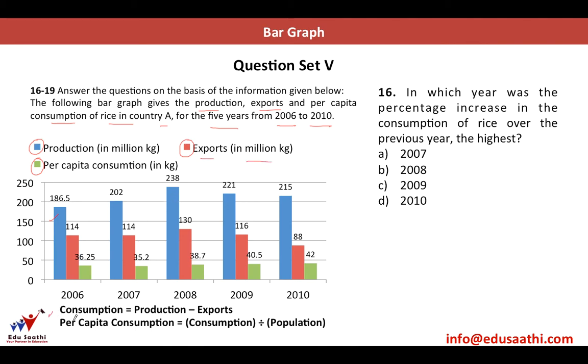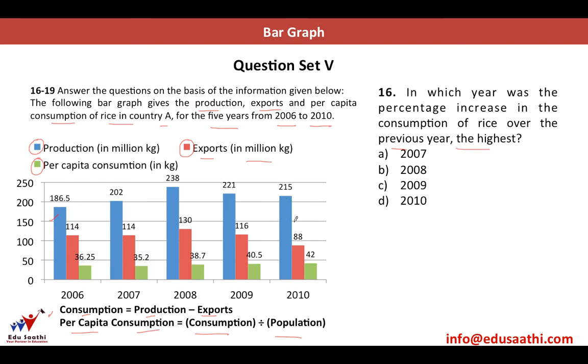Let's look at what information is provided to us below the graph. Consumption is equal to production minus exports, and per capita consumption is defined as consumption divided by the population. So pretty simple bar graph here. So let's move to the questions. In which year was the percentage increase in the consumption of rice over the previous year the highest?